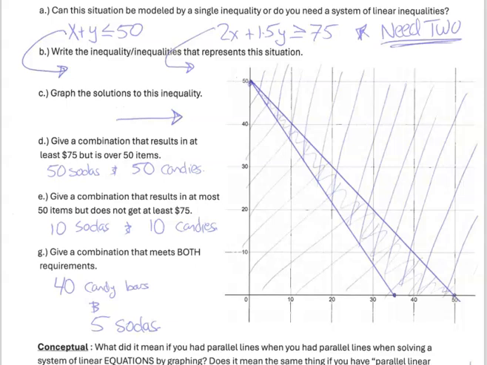And then you have the things that are double shaded. Give me an example of a combination that meets both of these requirements. If you take a look at 40 candy bars and 5 sodas, that is going to be double shaded, which means it is a solution to both of those. That is going to be a solution to having at most 50 items and getting at least $75.